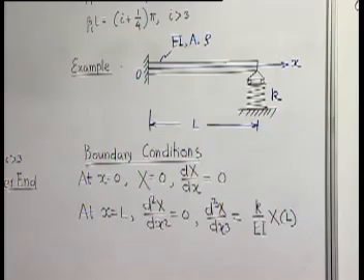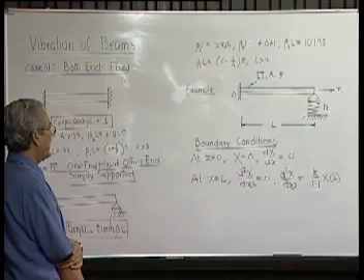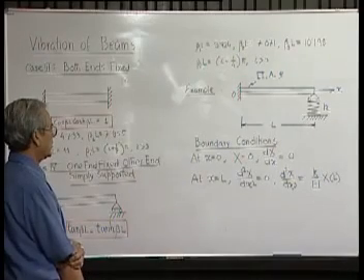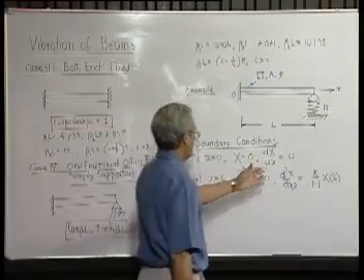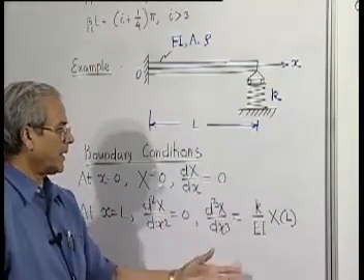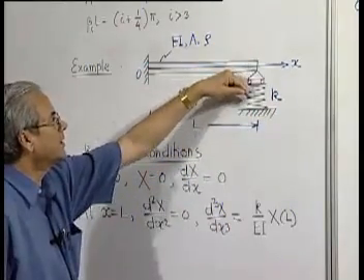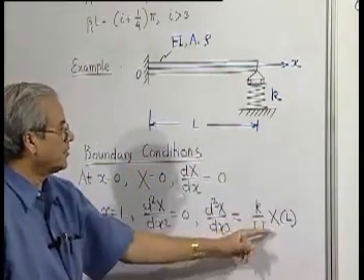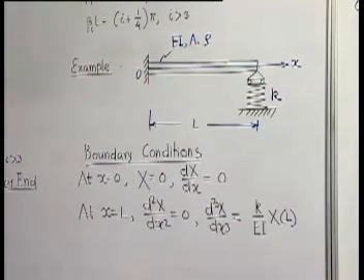Our equation for shear force was EI into d cube x by dx cube, that was the shear force. So therefore, d cube x by dx cube will be shear force by EI. Now the shear force, or the force here, will be the stiffness into whatever the deflection is, and that divided by EI will be the third derivative. So these are the boundary conditions.